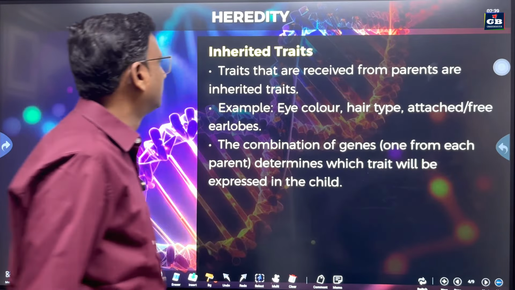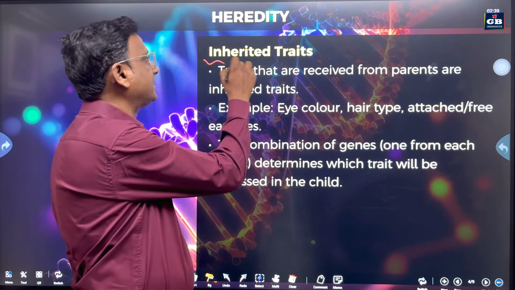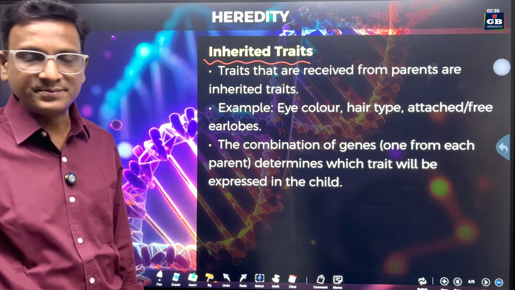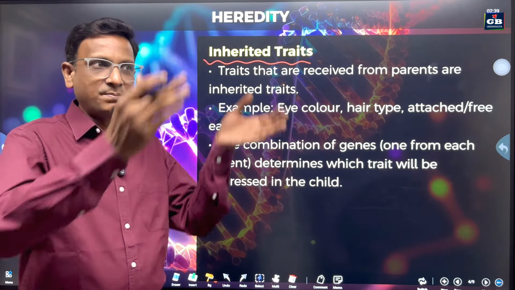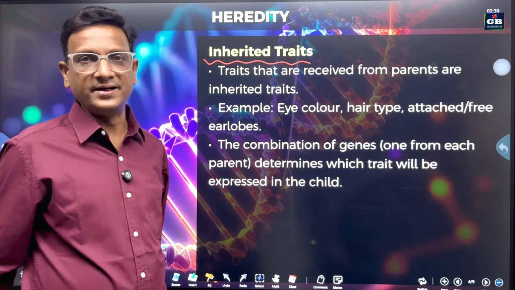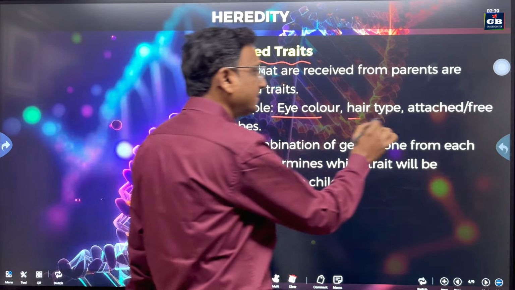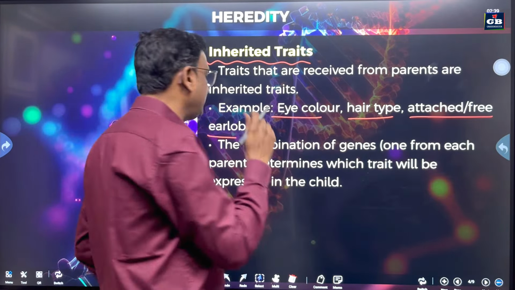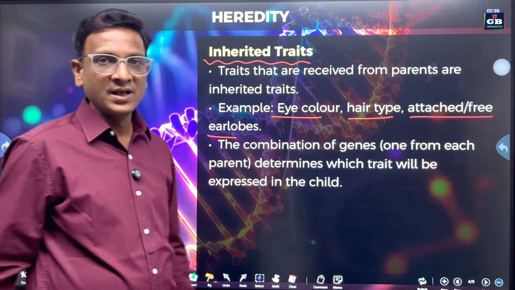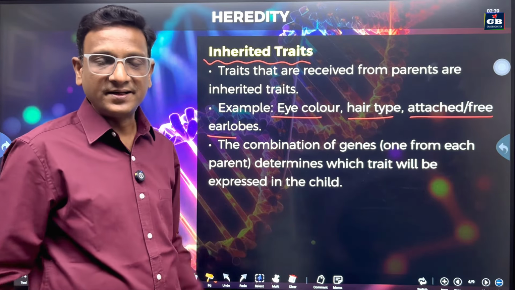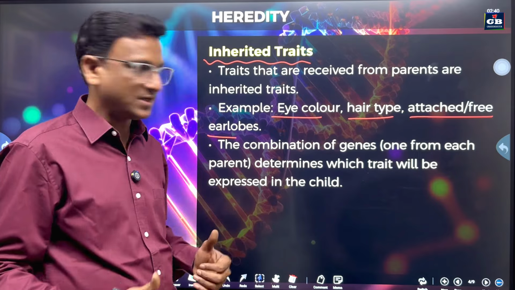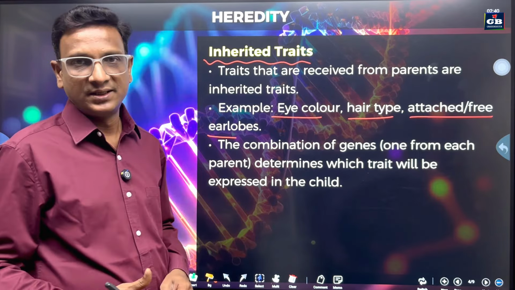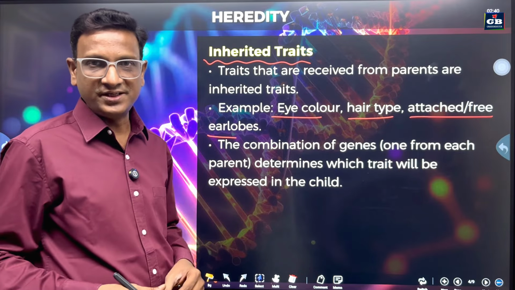Next, inherited traits. What are inherited traits? Traits means characteristics. The traits that pass from parents to children are called inherited traits. Examples: eye color, hair type, attached or free ear lobes. How are the traits inherited? The traits are inherited through the genes. Already we discussed this point.